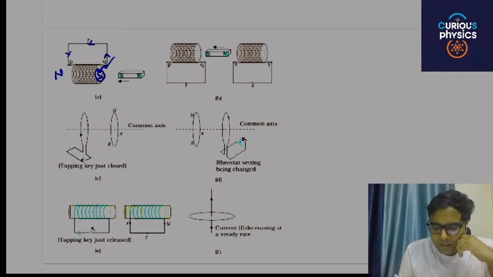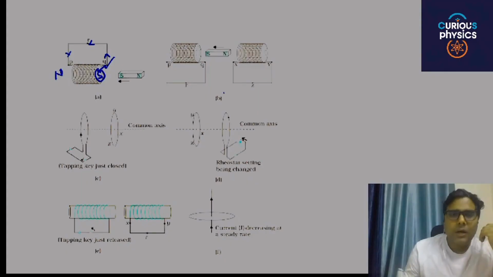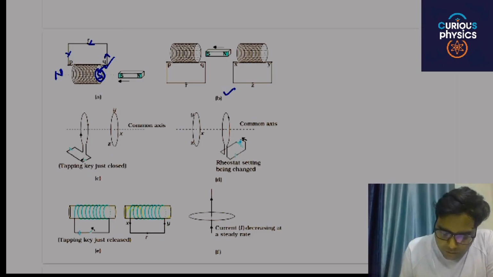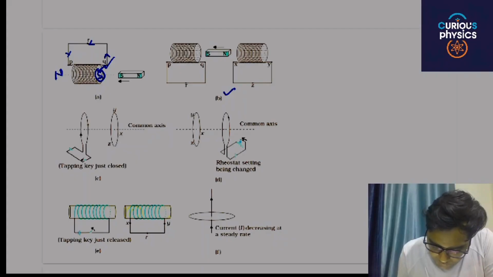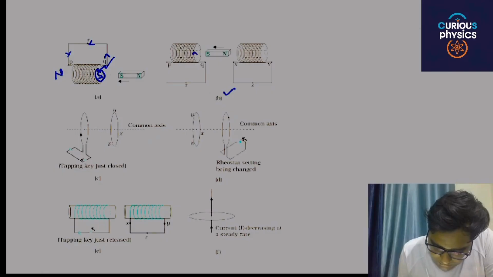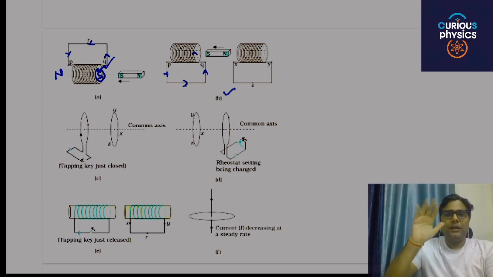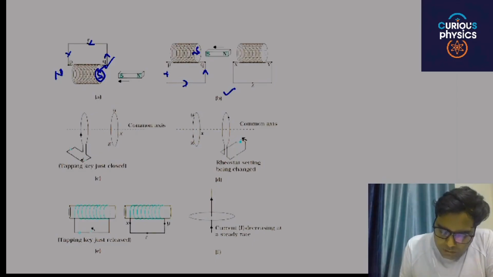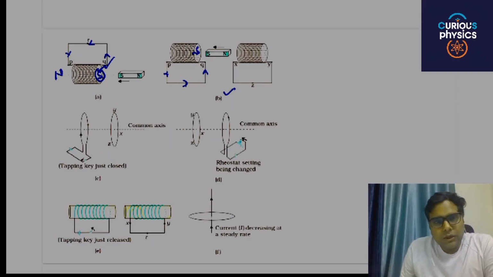In the same way, you can answer part B. For this particular part, again the direction of current will be in this direction. This will create the magnetic field in this direction. So this part will be the south pole. So it will experience a force of repulsion.